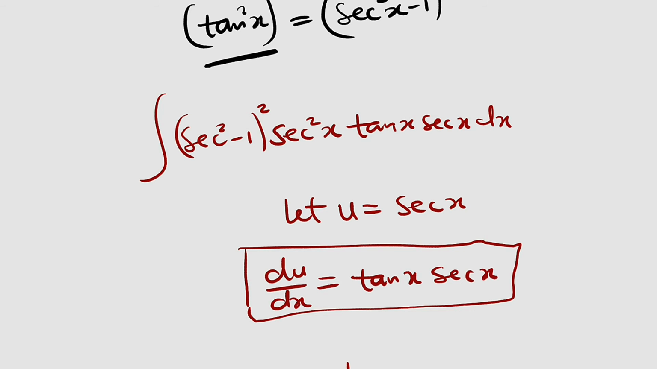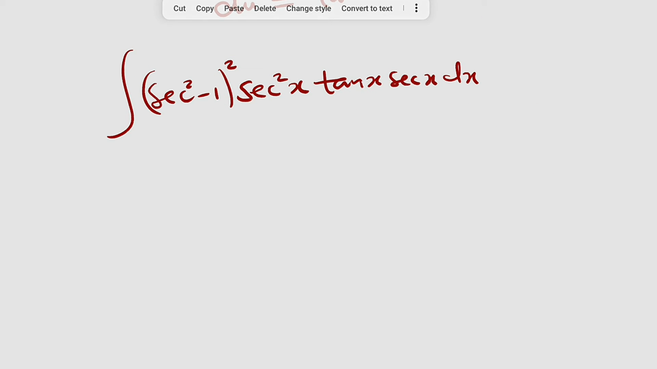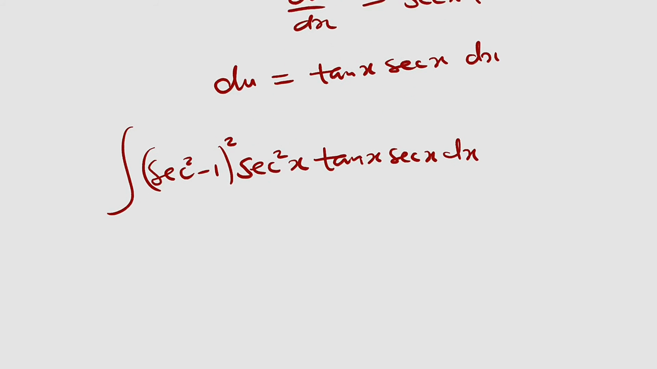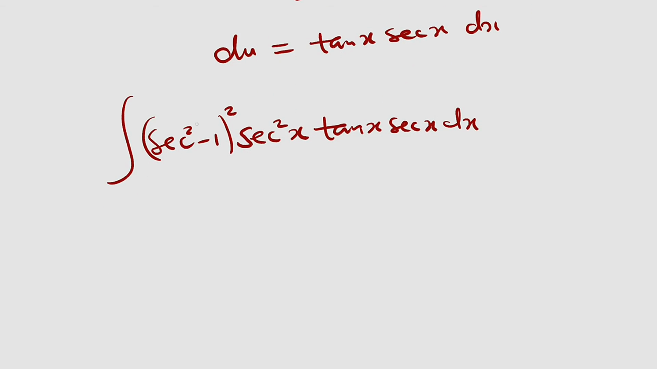So we want to substitute it with u. Let me copy everything here to continue. To substitute, remember we have let u be equal to secant x. Therefore, secant squared x is going to be u squared minus 1 all squared. Then multiply by also u squared, because u is secant x. Then the whole of this is the u from here.